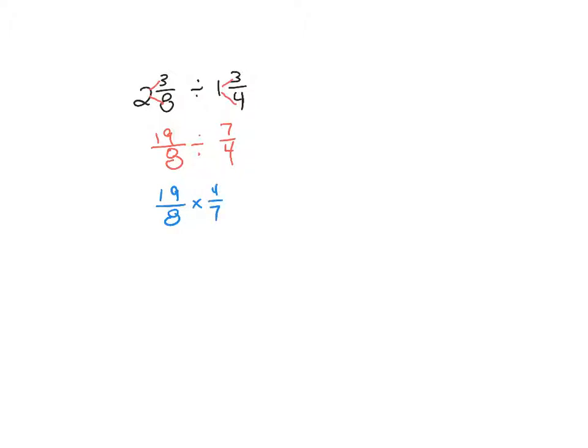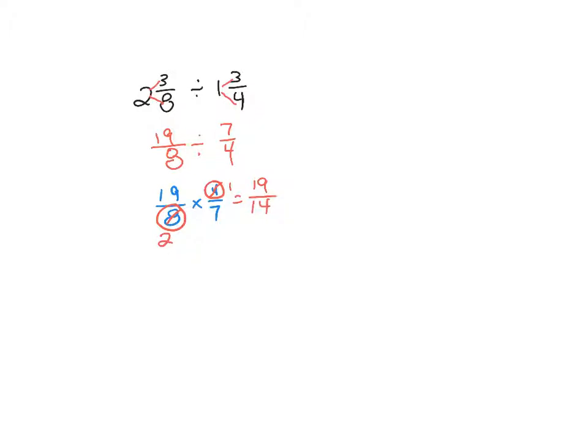I could once again go straight across and multiply, but I notice as I am doing that I have a common factor of 4 with the 4 and the 8. So 4 divided by 4 gives me 1, 8 divided by 4 gives me 2. And now I'm going to go straight across and multiply. 19 times 1 gives me 19, 2 times 7 gives me 14.